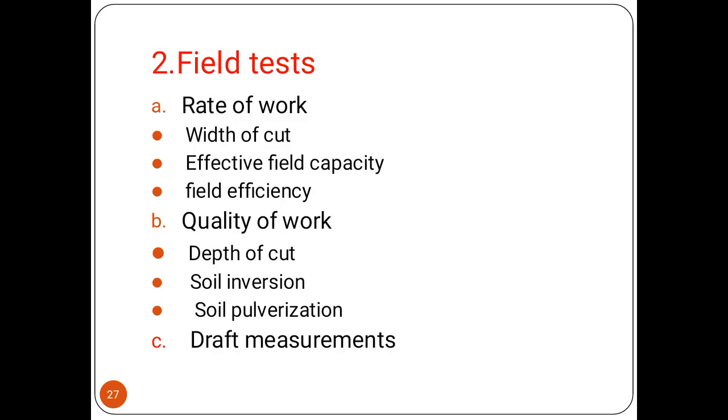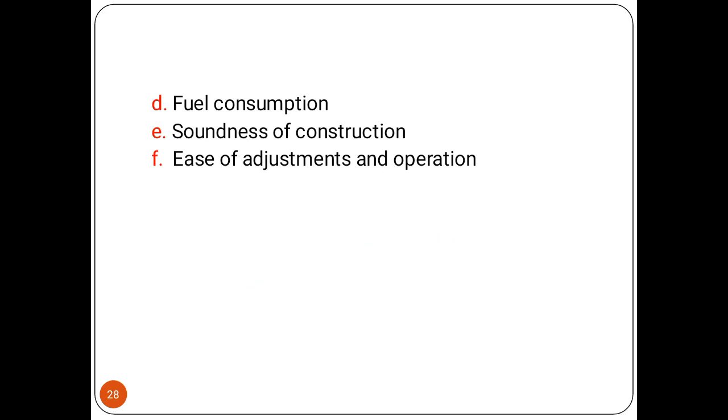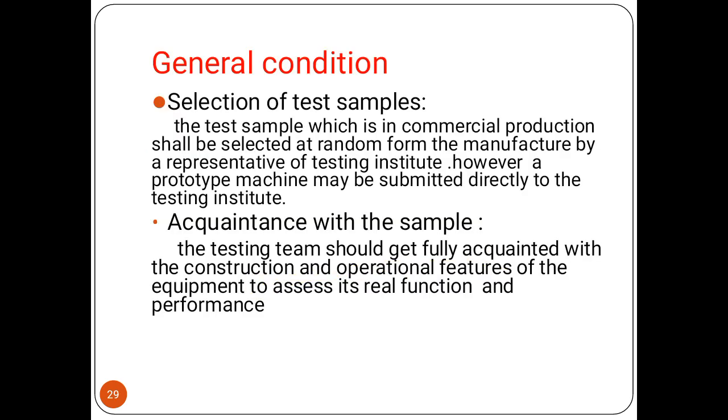In the field test, we check the rate of work, that is parameters like width of cut, effective field capacity, and field efficiency. And for quality of the work, we check the depth of cut, soil inversion, and soil pulverization. Then again, we measure the draft of the implement, check the fuel consumption, soundness of the construction, and ease of adjustment and operation.